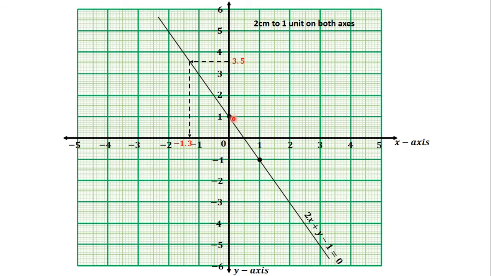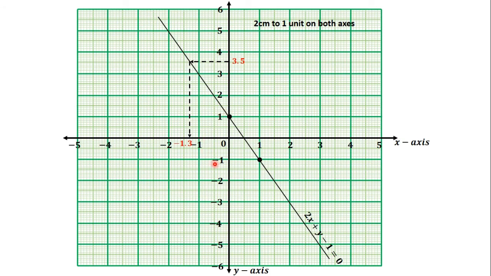We have already plotted the points (0, 1) and (1, -1) to draw the line 2x + y - 1 = 0. And in the previous video, we used the graph to find the value of x when y is equal to 3.5. I use the color red here so that it will make things clearer for you. In an examination, you don't have to use a red pen. You go ahead and use your pencil.